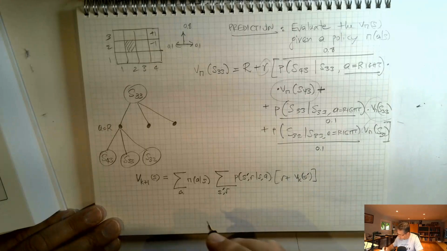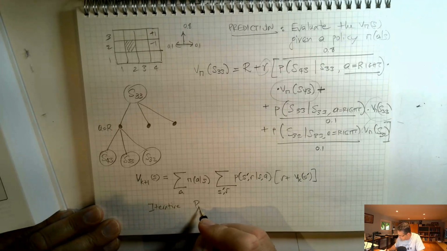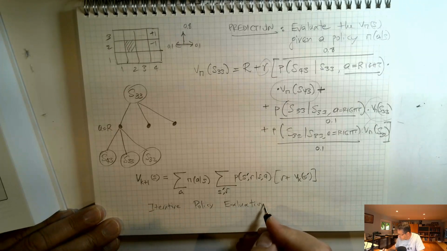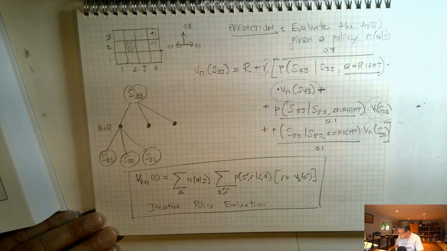And this is known as the so-called iterative policy evaluation. And this is what is being used in practice. So we will be using this equation.